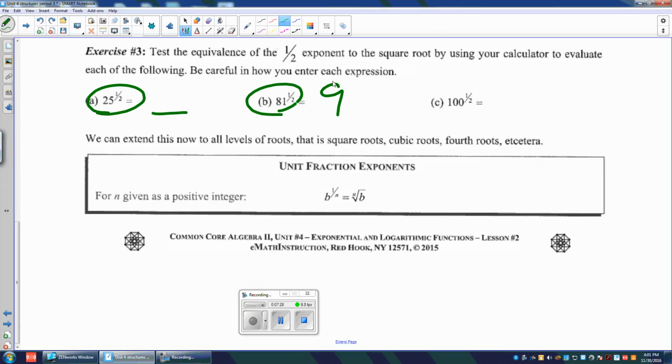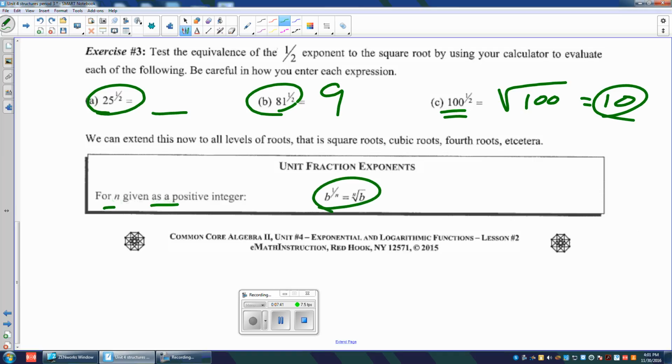And 100 to the 1/2 power? So, for any given positive integer, this is true. Wait a minute, what does that mean? Well, simply, x to the 1/3 power is the cubed root of x.